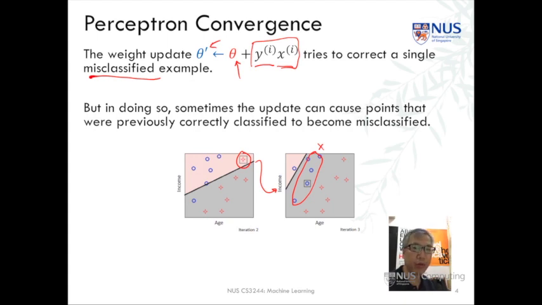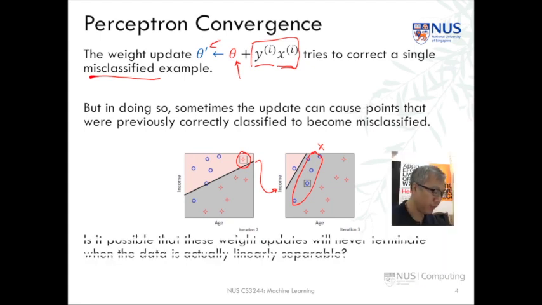It won't be going back and forth, correcting points and getting other ones wrong, and then finally it's going to get a good classifier. Right, so we want to know whether this question is true. Is it possible that these weight updates actually never terminate when the data is linearly separable?